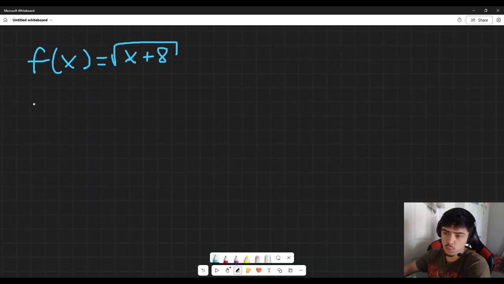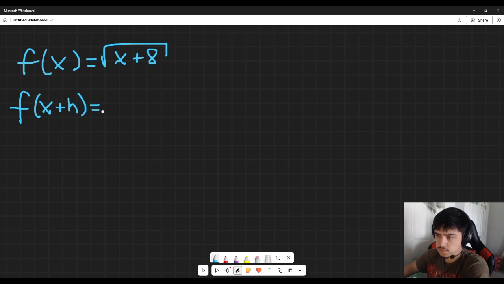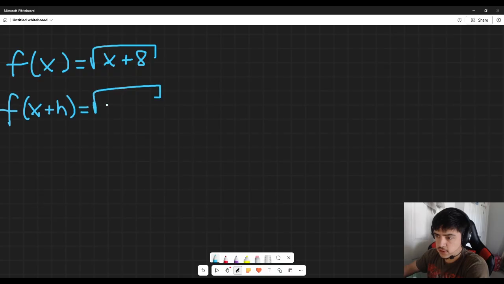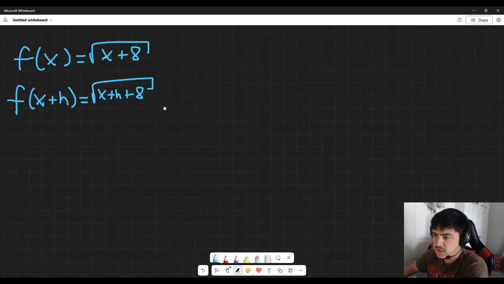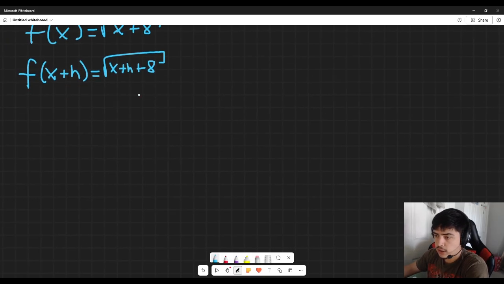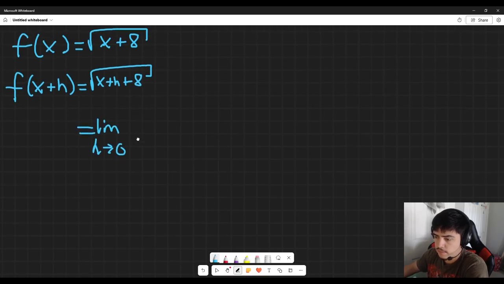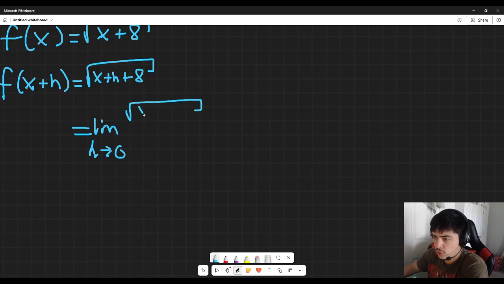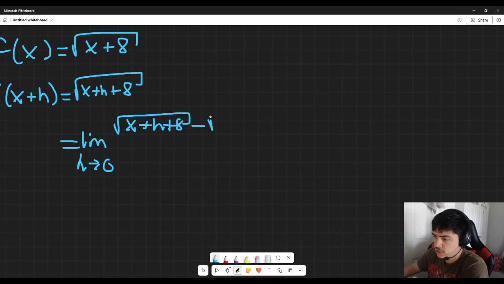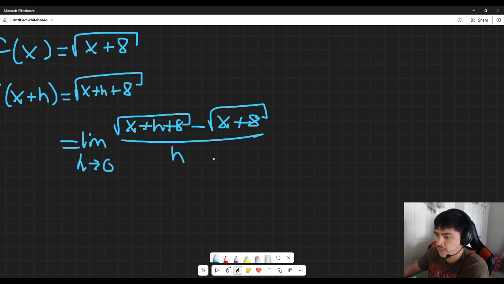So, like we always start off, right, finding our f of x plus h. We just need to plug in x plus h for all of our x's. So we get x plus h, turn that whole thing to x plus h plus 8. So now plugging this into our limit, we have the limit as h goes to 0 of our square root of x plus h plus 8 minus our original function, square root of x plus 8, all over h.